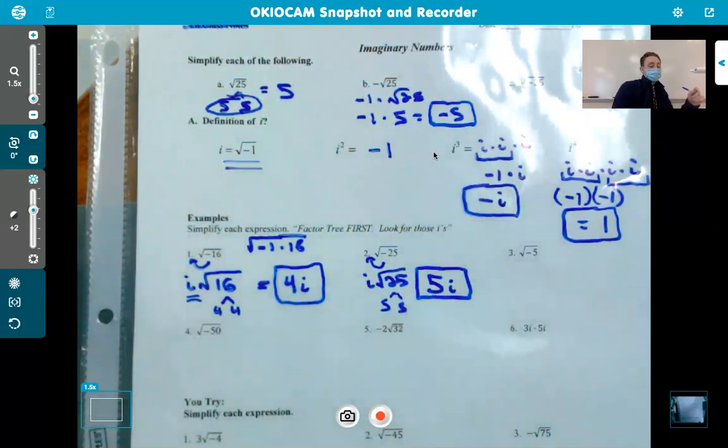And one thing we want to make sure we get in the habit of doing, write that coefficient term in front of the I, right? So if I'm left with a number, I don't want to write I4 or I5. Think of it as like a normal variable, right? You'd leave it as 5x or 2y. You're going to write the coefficient in front of the I.